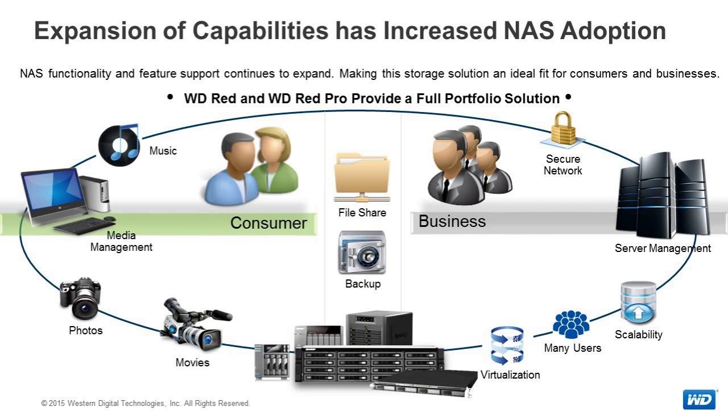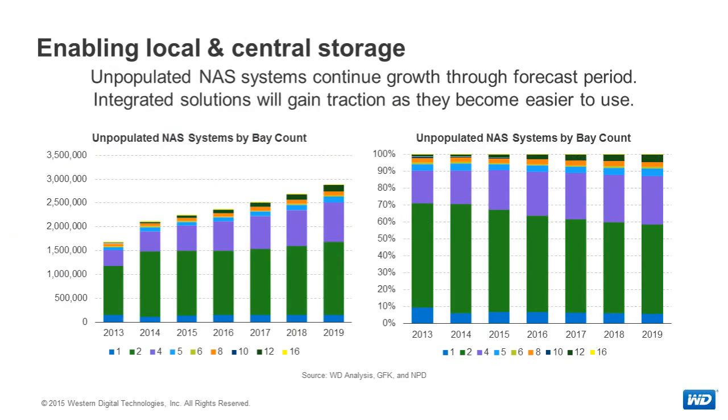So just some interesting market data here. This is from WD, GfK, and NPD pulling it together. You can see that the majority of NAS systems that are shipped today are 2-bay, and this is for unpopulated, 2-bay and 4-bay. But you can see there's definitely growth in the 6, 8, and even 12-bay NAS systems. So a system like the 871T, we will see more of those coming out into the market, 8-bay systems with great capabilities, growing as a percentage of the market.